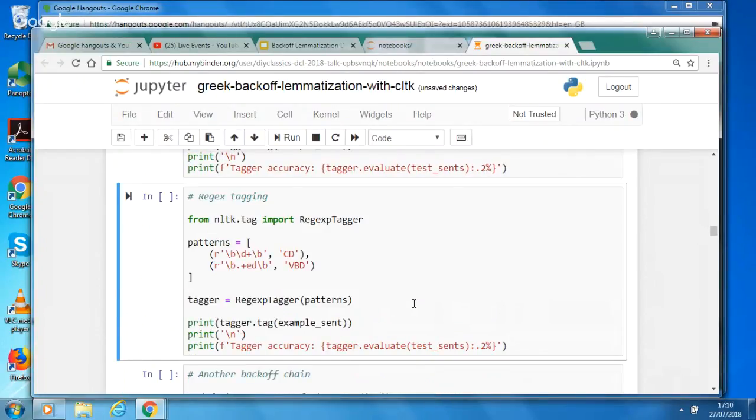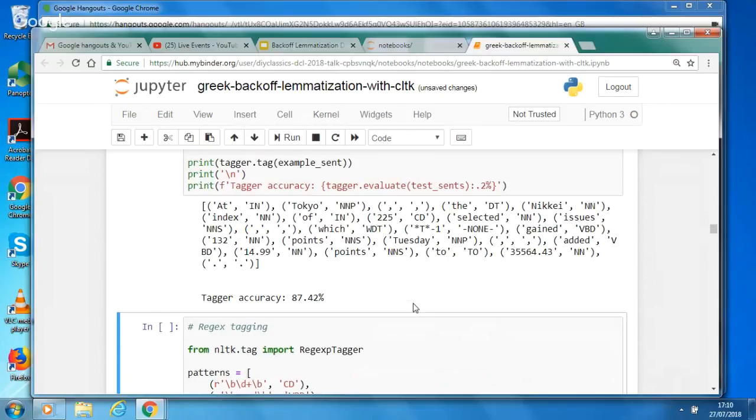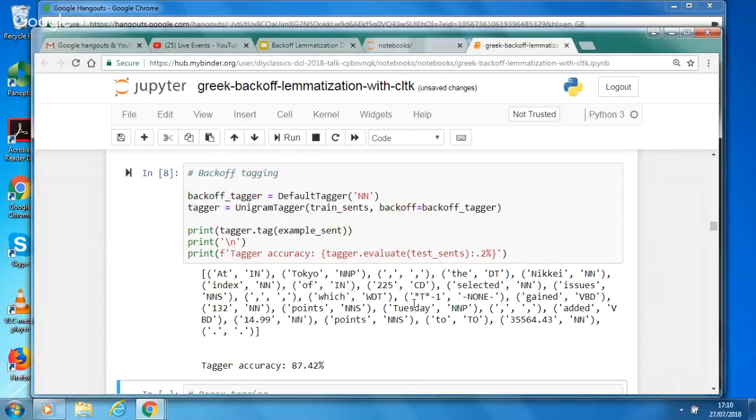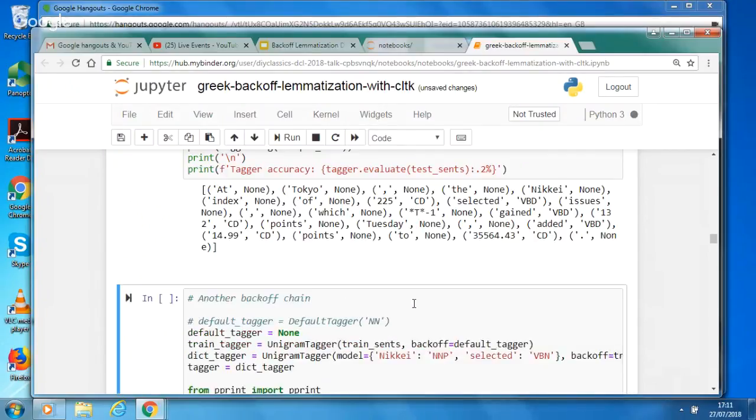We can see that gives us, when we combine them, now we put them in order together. First, we have the unigram tagger. We tell it to back off to this tagger, which is the default tagger. All right. Just giving it that information, we can boost accuracy just a little bit.